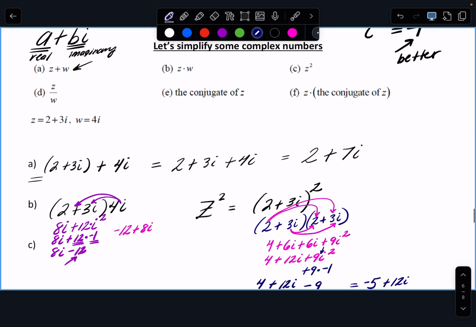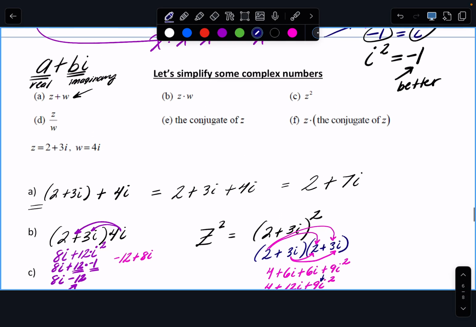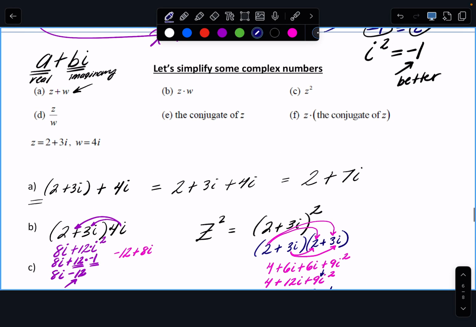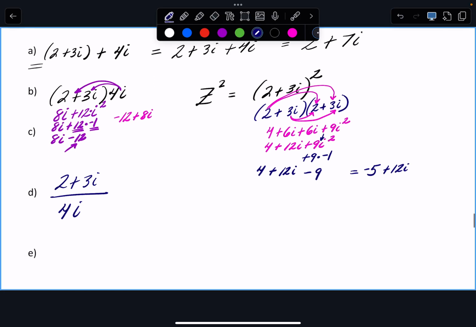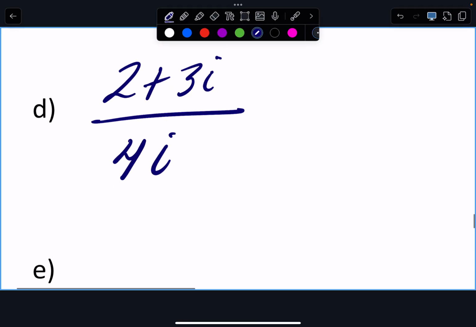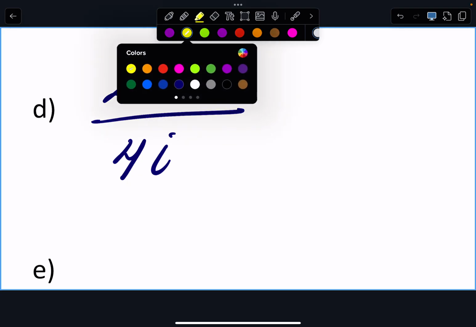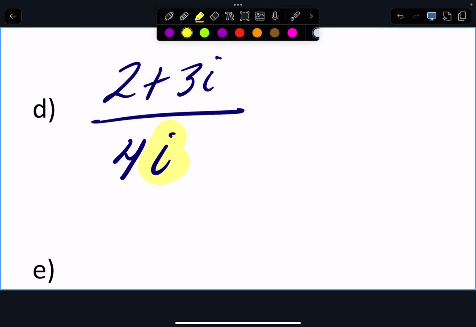Part D says Z divided by W. Okay, this is something you're going to need to know. You wouldn't know it right off. So 2 plus 3i over 4i. Okay, couple things. If you said that's my answer, you're writing an answer that's not wrong. It's just not simplified. Here's the thing. It was an adopted norm, I don't know at what point, to not leave an i in the denominator. They don't consider it pretty. So we need to give this a makeover.